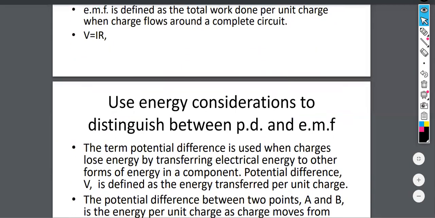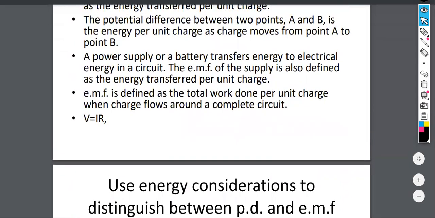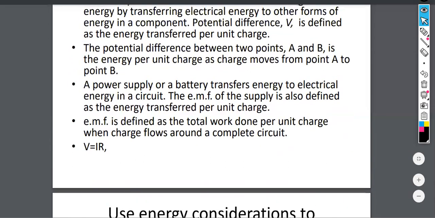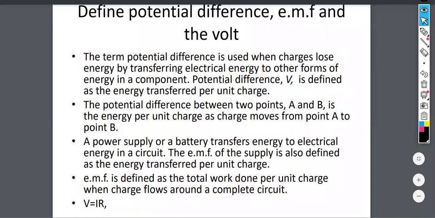So they are the same thing in terms of the units they're measured in, volts, just like work and energy, both measured in joules. We've got PD and EMF, both measured in volts. Why do we need two different terms for them? Because there's an energy consideration that we'll keep in mind to distinguish between them.